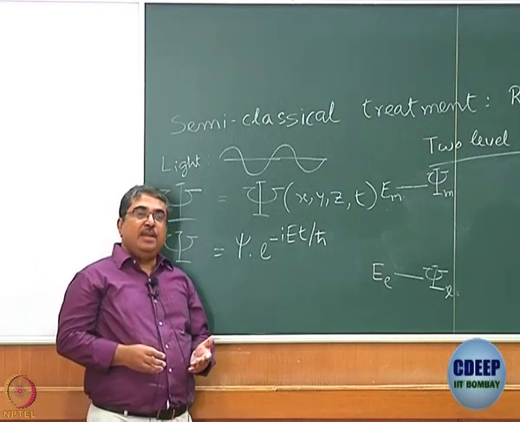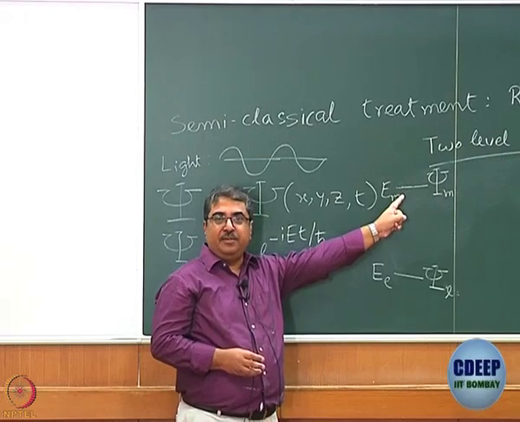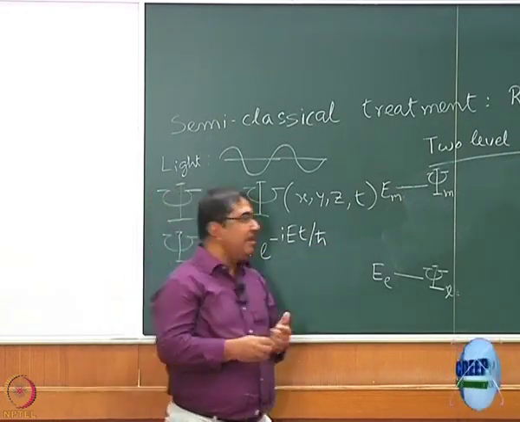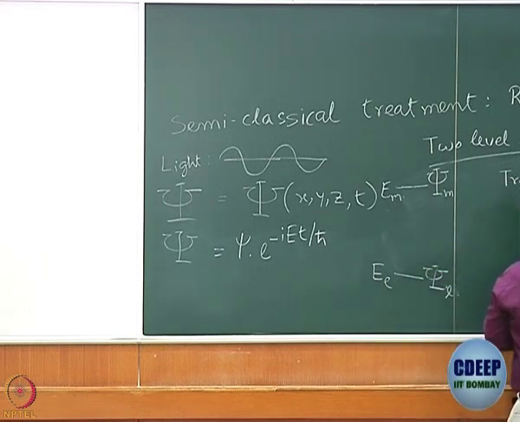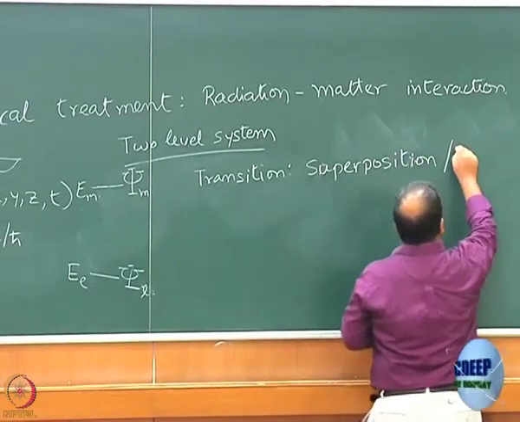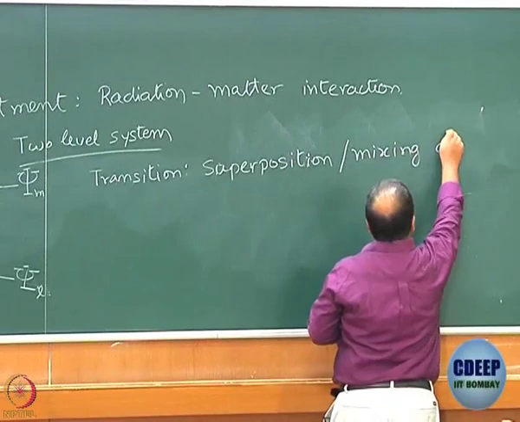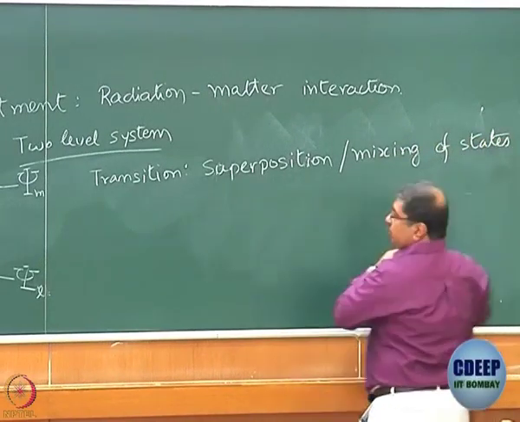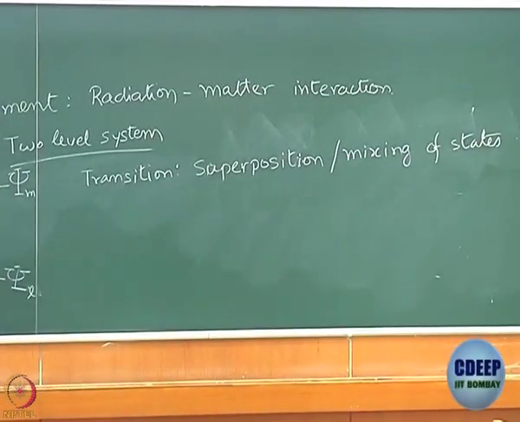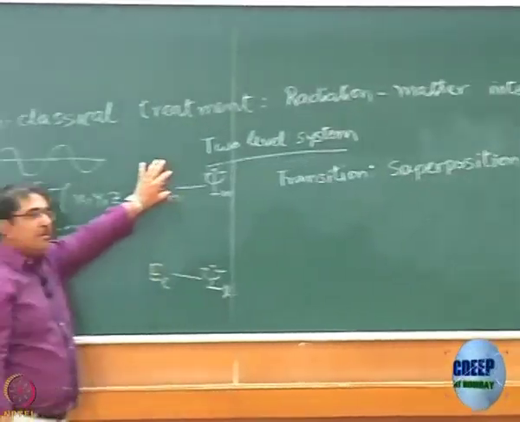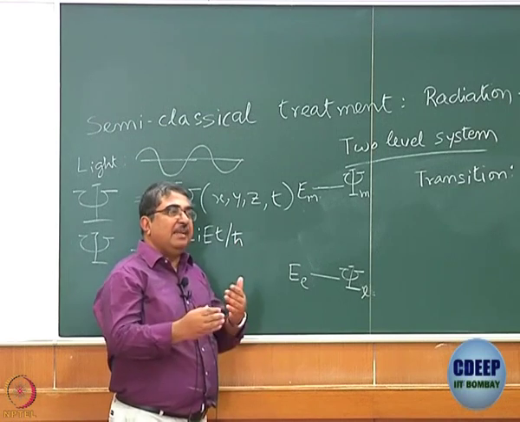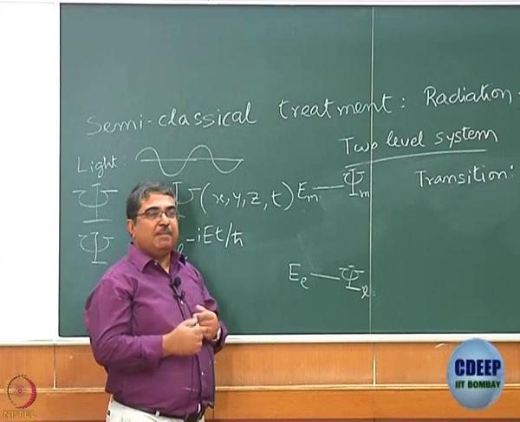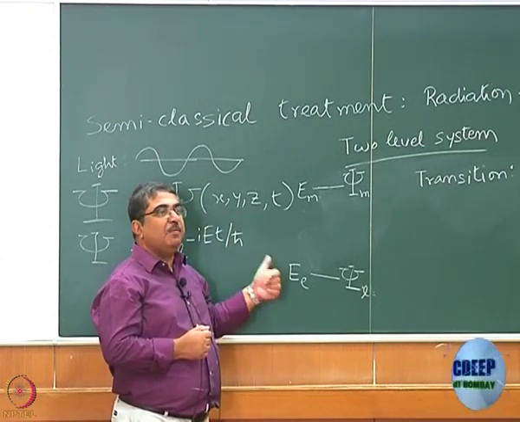But what happens when you bring in light and cause a transition? What we call a transition in spectroscopy is, in the language of quantum mechanics, superposition or mixing of states. What we are trying to say is, this light comes in and perturbs the system, so that the probability of the upper state being occupied also increases. Now, after some time after you switch on the perturbation, what should be the wave function that properly describes the system?